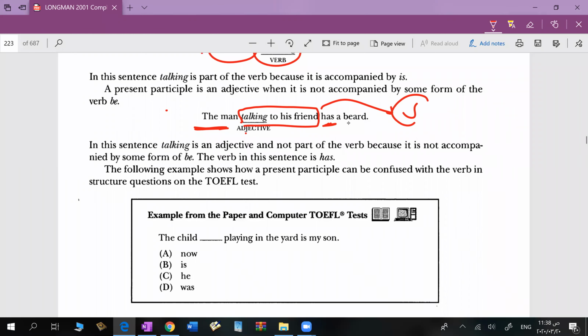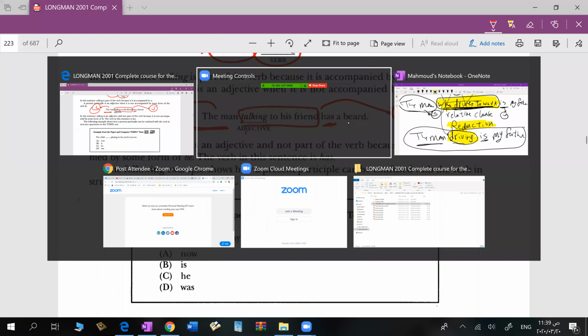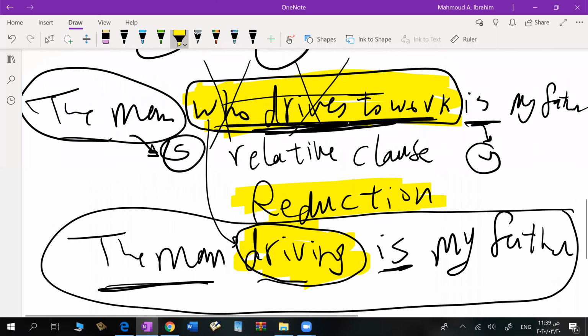This is the verb, and this is the subject. So nothing has changed. The sentence is: the man who is talking to his friend has a beard. But we reduced this structure. We're talking about reduction. We said reduction means when you omit the relative pronoun and the verb, and instead of the verb, you only insert a gerund.